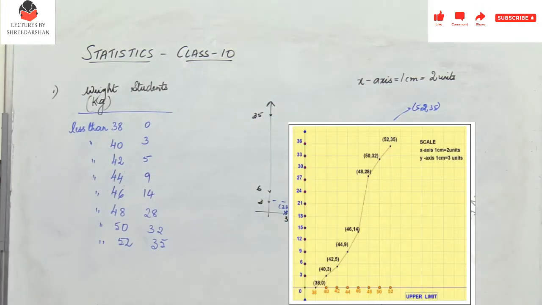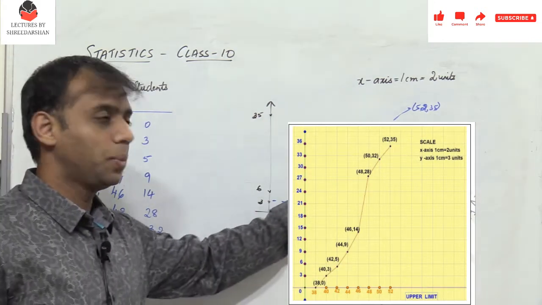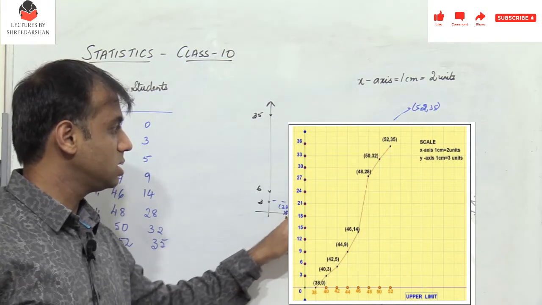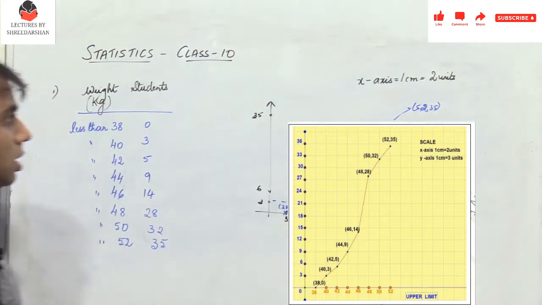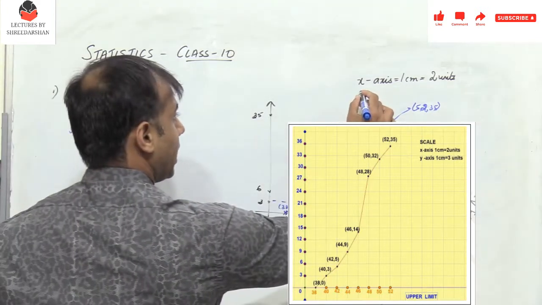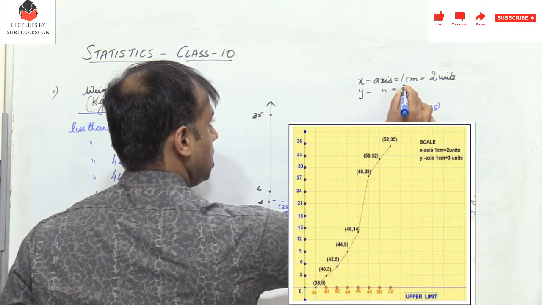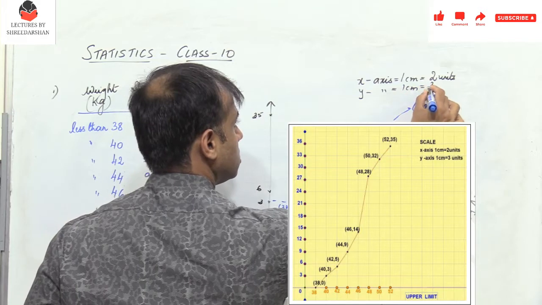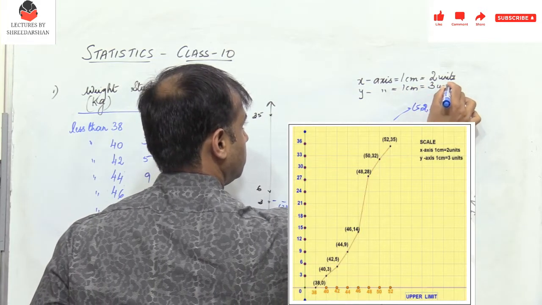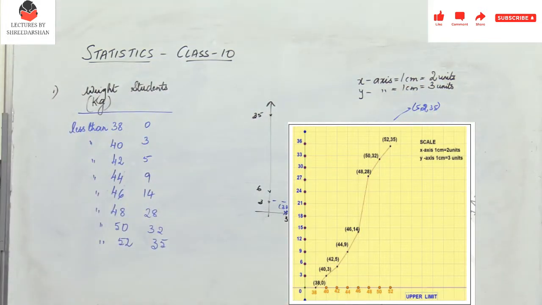So now you can see the graph on the screen. So make sure that you mark all the points, the x and the y coordinates, and join all of them. Right, as far as the scale is concerned, here y-axis, 1 centimeter equals 3 units. So this is how you need to draw. Now moving on with the next problem.